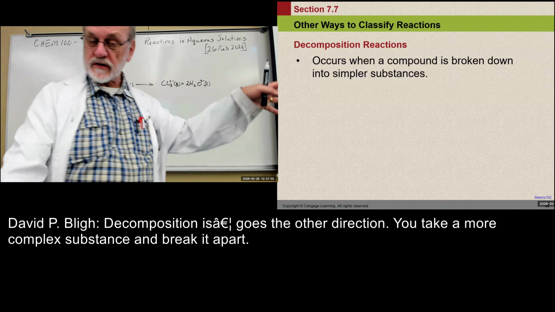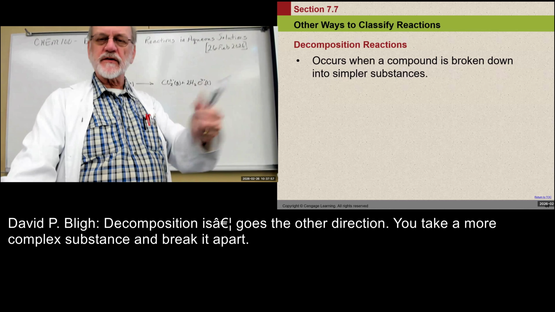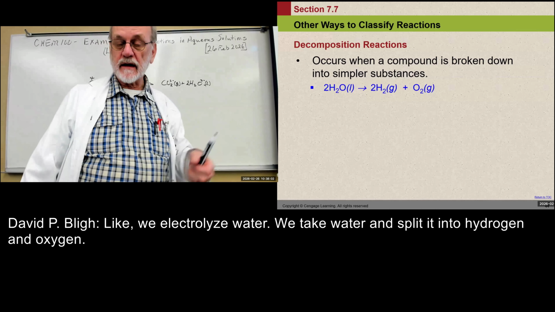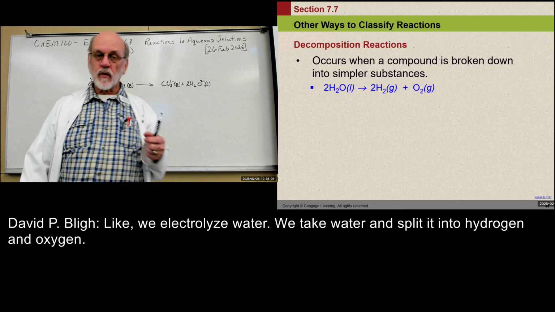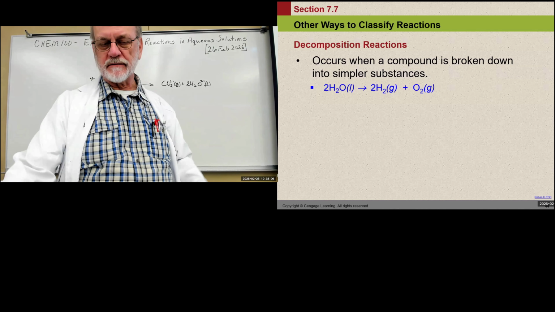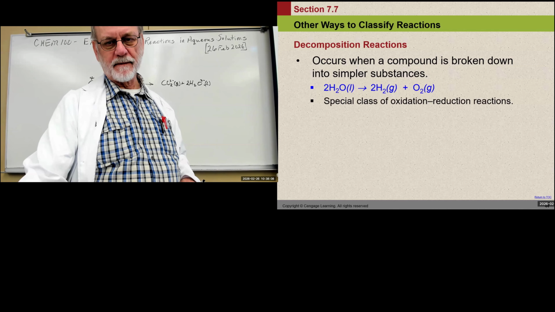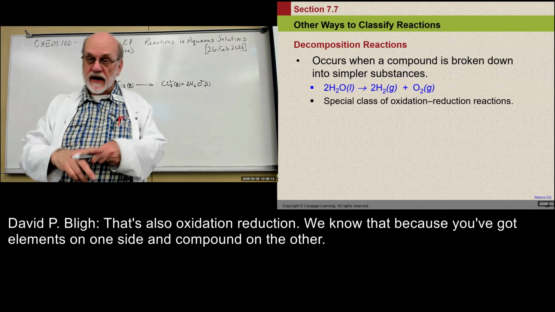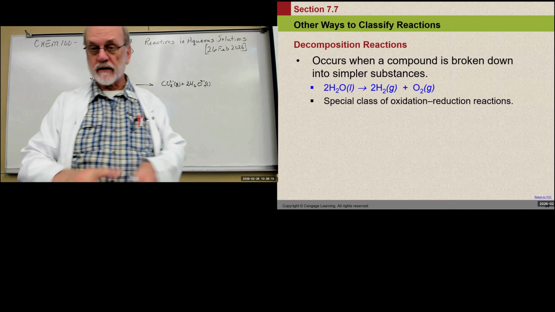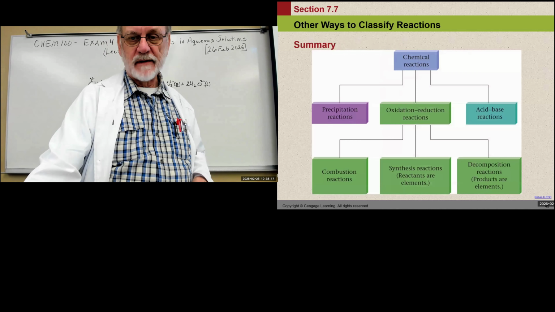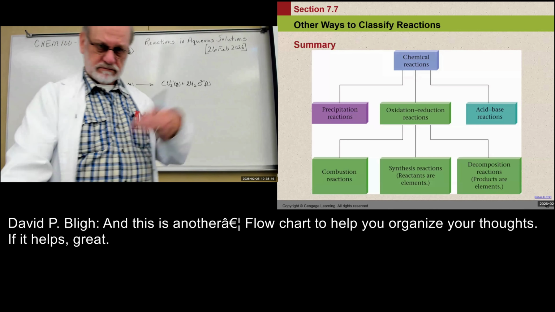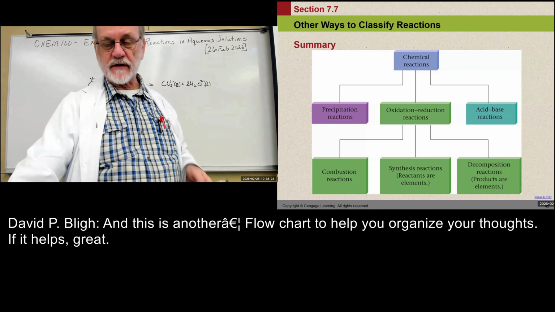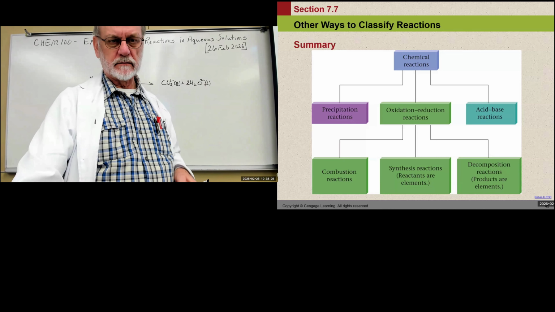Decomposition goes the other direction. You take a more complex substance and break it apart. Like we electrolyze water. We take water and split it into hydrogen and oxygen. That's also oxidation reduction. We know that because you got elements on one side and compound on the other. And this is another flow chart to help you organize your thoughts. If it helps, great.